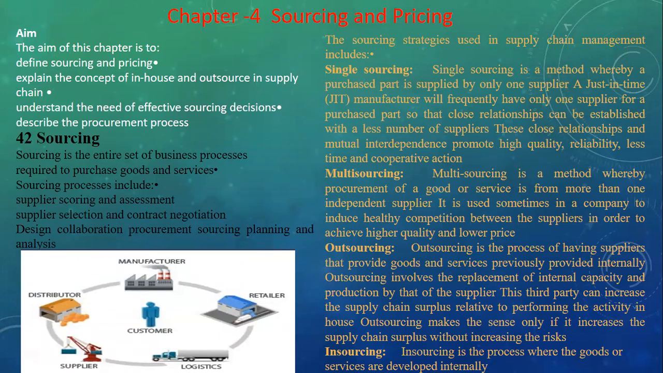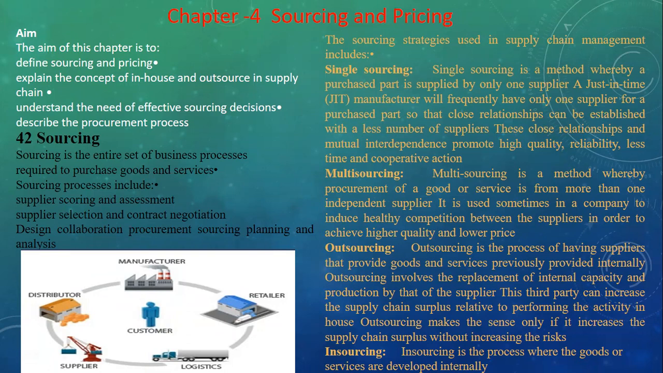Sourcing is the entire set of business processes required to purchase goods and services. So for the entire set of business, we need some purchasing, which may be goods or services. The process of selecting these sources is called sourcing. This process includes supplier scoring and assessment, supplier selection, contract negotiation, design and collaboration, procurement, sourcing planning, and analysis. Okay, so this sourcing for the manufacturing process is the supplying to the customer.